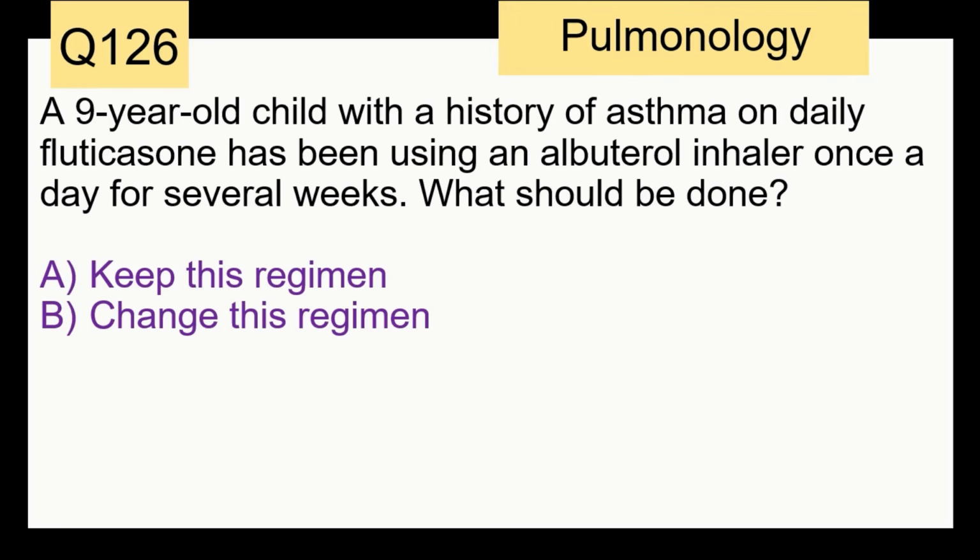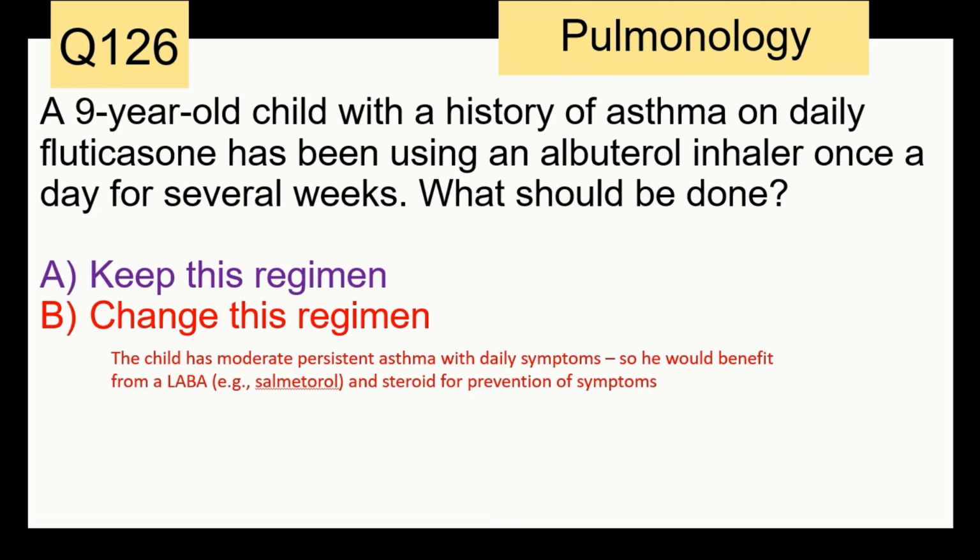Question 126, this is a 9-year-old girl with asthma. We want to change the regimen. She's only on daily fluticasone, but she has more of a persistent symptom. She would benefit from a LABA, such as salmeterol, and steroid for prevention of symptoms.